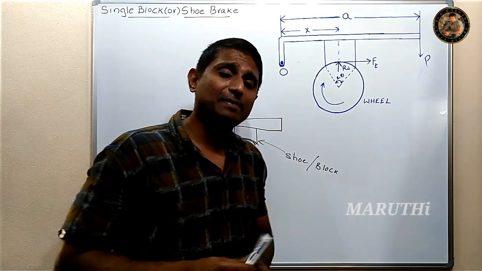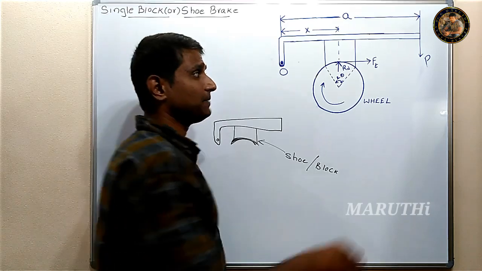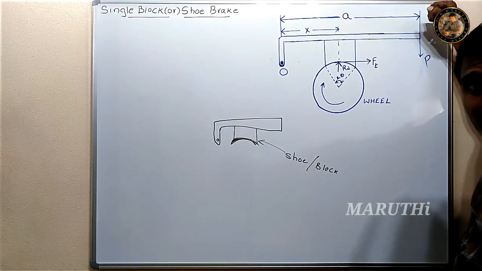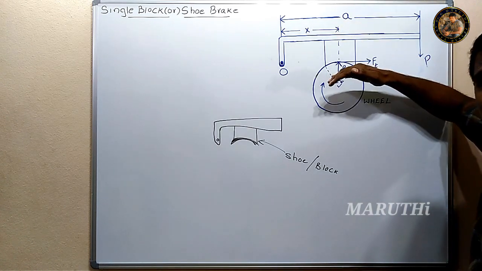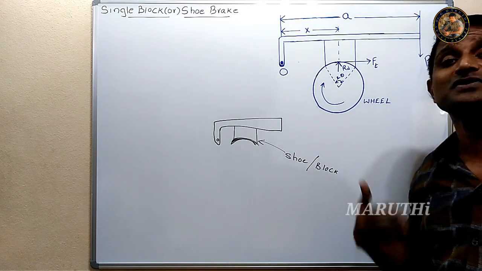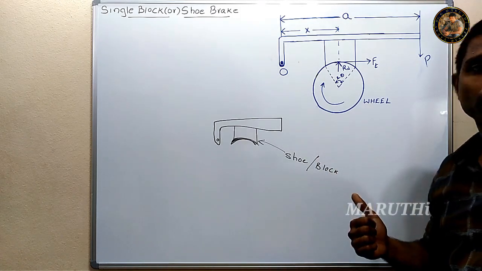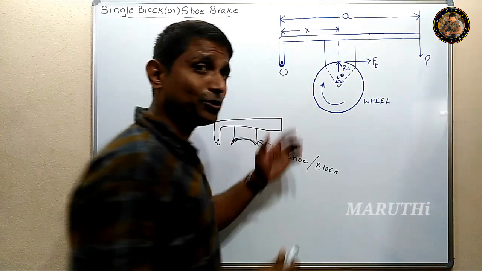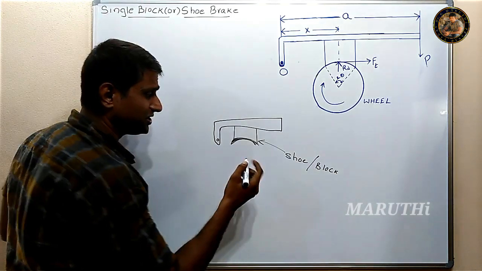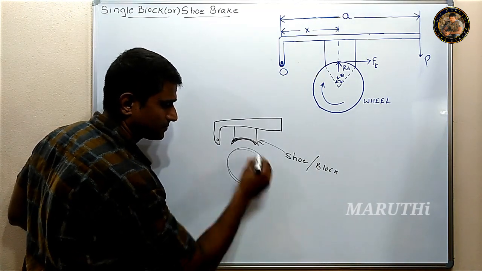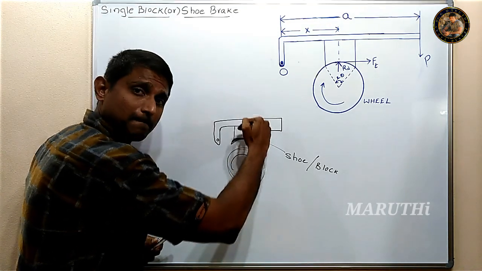So what happens is this lever is pivoted at one end and the other side is free. By applying some force P here, this block or shoe is pressed against the brake drum, so that the frictional resistance force develops, which opposes the motion of the drum, and finally retards or stops the motion of the drum. You can see here I have considered the brake drum rotating in clockwise direction. Then what happens when this shoe presses the drum?